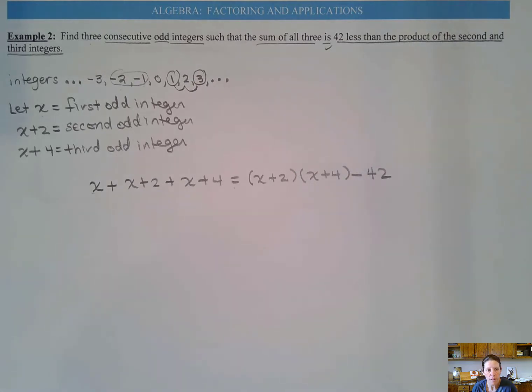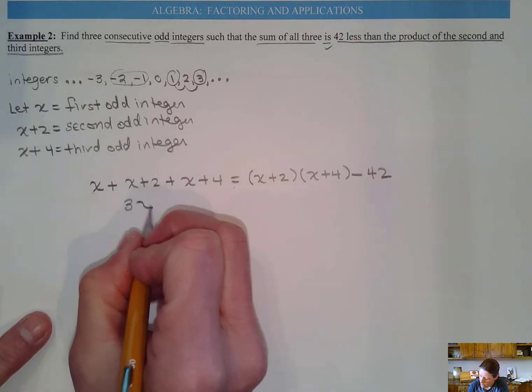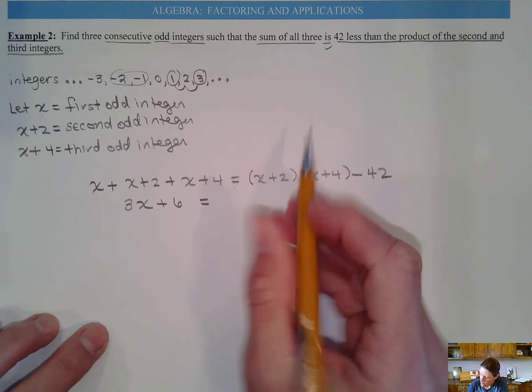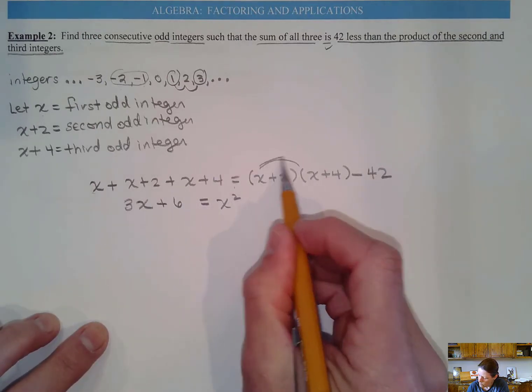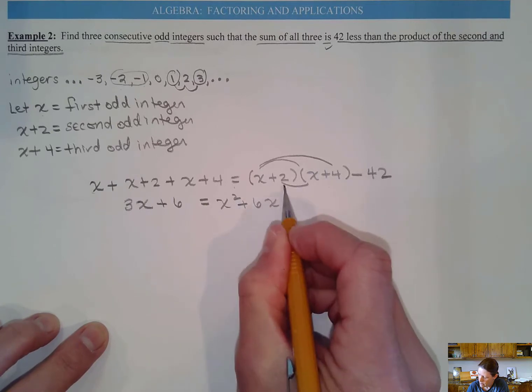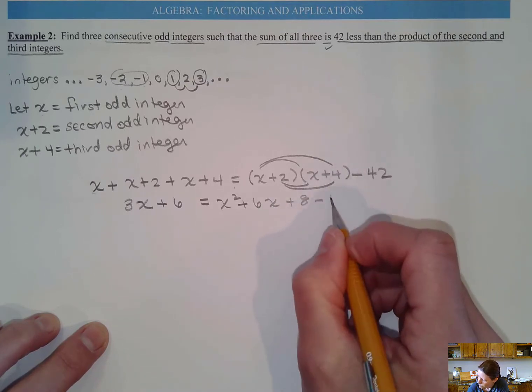Hard part's over with. Now we simply solve this equation. Combine terms on the left to obtain 3x plus 6. As we multiply on the right, we've got x squared plus 4x plus 2x combined to plus 6x plus 8 and minus 42.